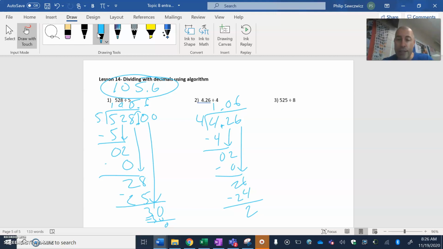So because I'm to the right of the decimal, it's legal to add a 0 and bring it down. There it is. I smile now because, oh, 5 groups. 5 groups, 20, nothing left over. We're done. 1.065.